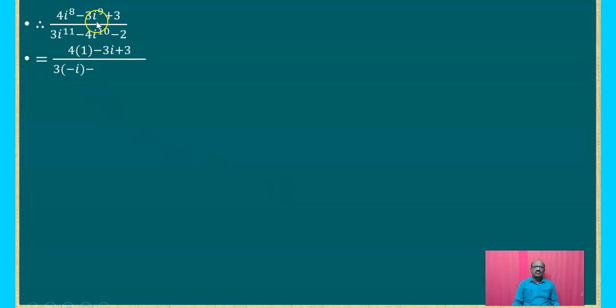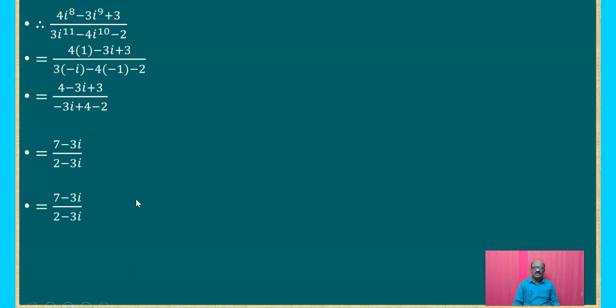That is 4 into 1 minus 3i plus 3. The value of i raised to 11 is minus i. The value of i raised to 10 is minus 1. And the last is minus 2. Then simplify: 4 minus 3i plus 3. In the numerator, minus 3 plus 4 minus 2 and 4 plus 3, that is 7 minus 3i in the numerator. And the denominator is 2 minus 3i multiplied with its conjugate.